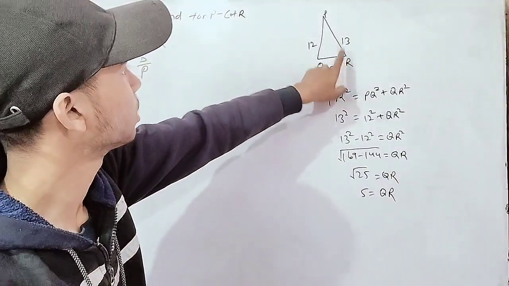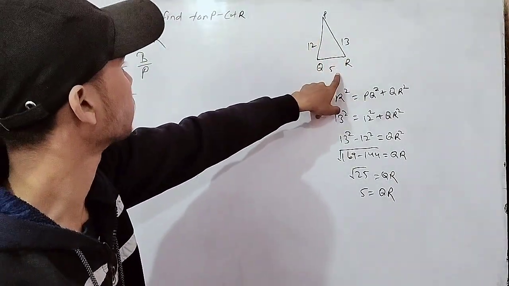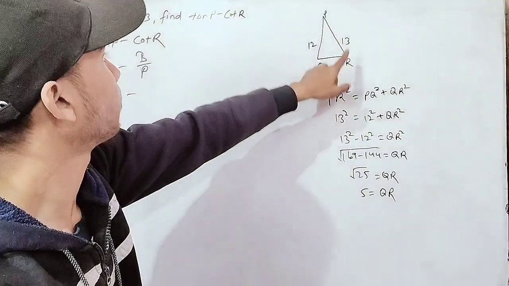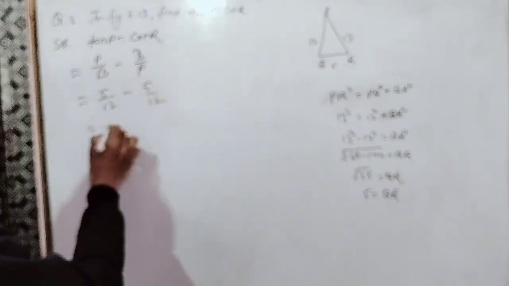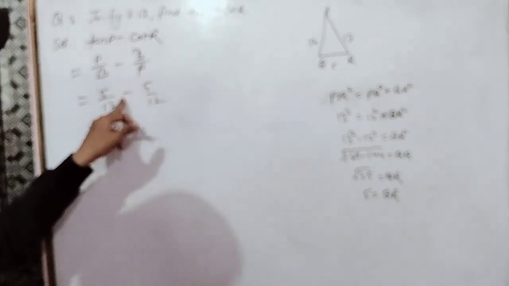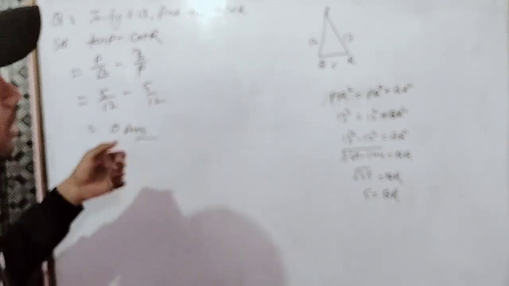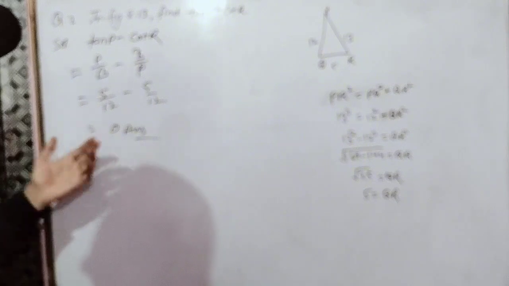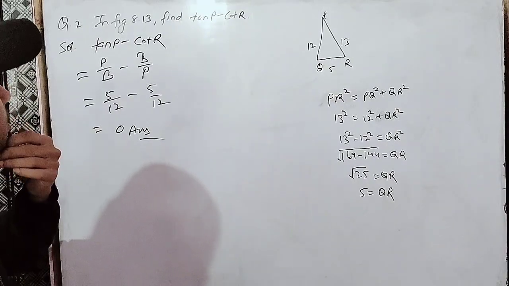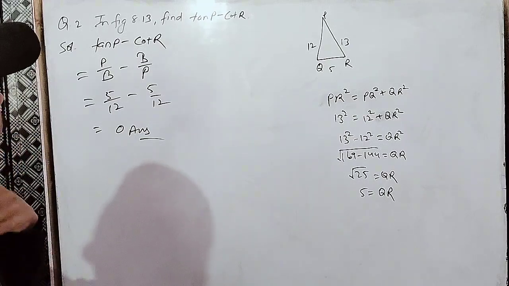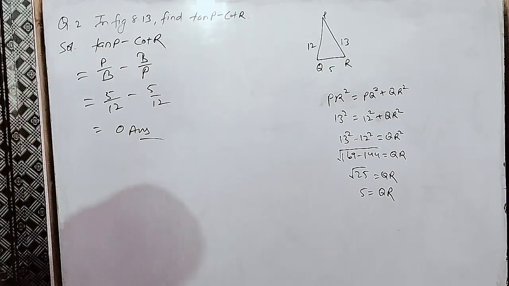This is tan R. This is the perpendicular and this is the base, so 5 by 12. Clear? We have a difference, we subtract, that's why we are getting 0 as the answer. So it is the same; our slope difference is nothing. This is the answer. Just have a look and notice how it came and why it came.